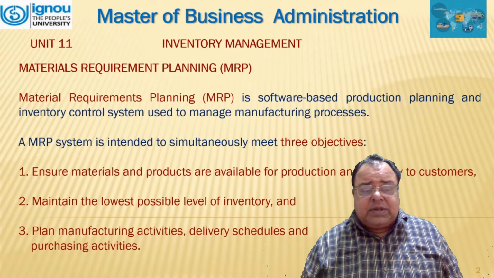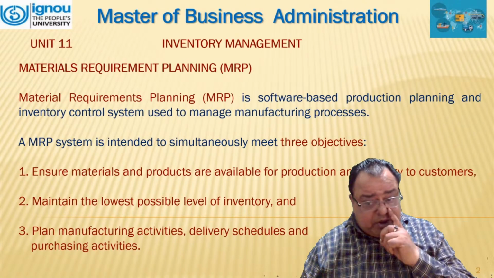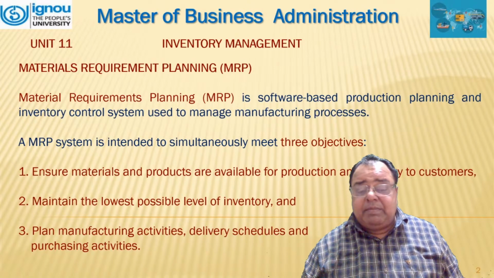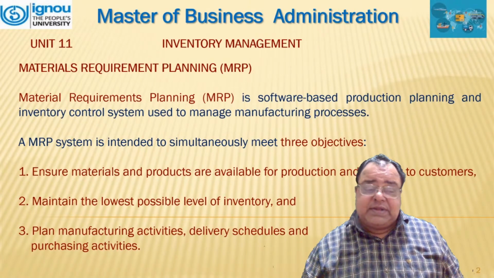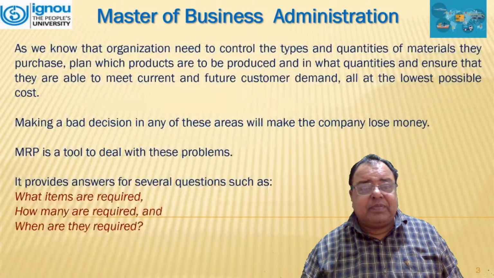The MRP system is intended to simultaneously meet three objectives. First one is to ensure materials and products are available for production and delivery to customers. Secondly, to maintain the lowest possible level of inventory. And thirdly, to plan manufacturing activities, delivery schedules, and purchasing activities.